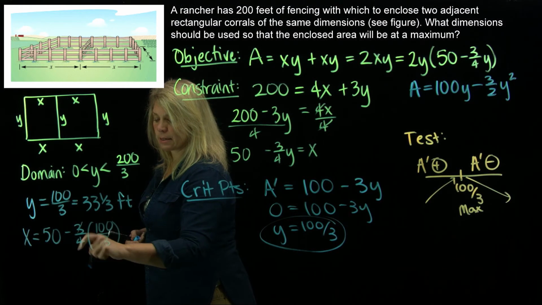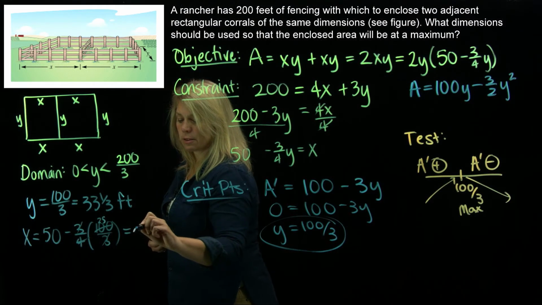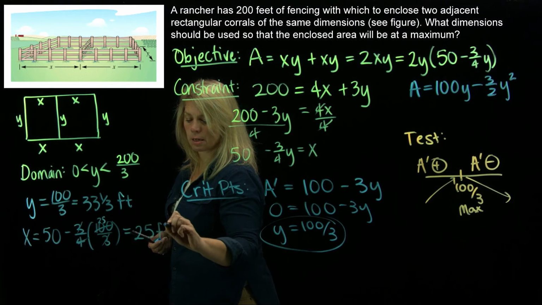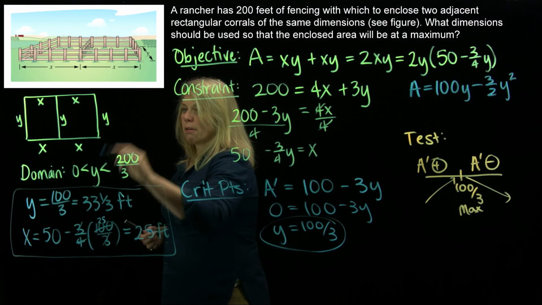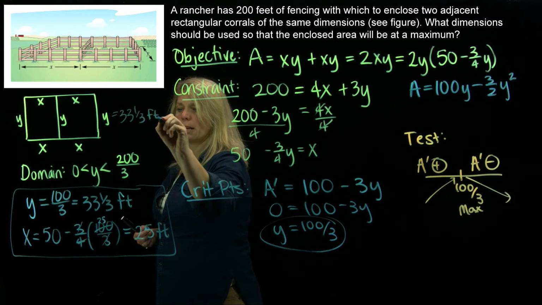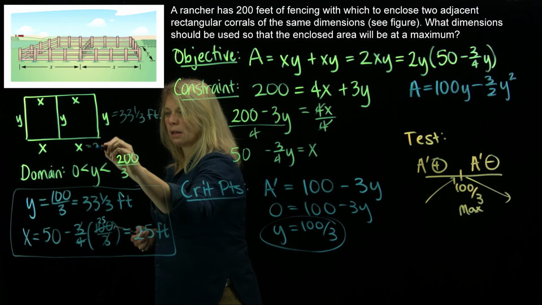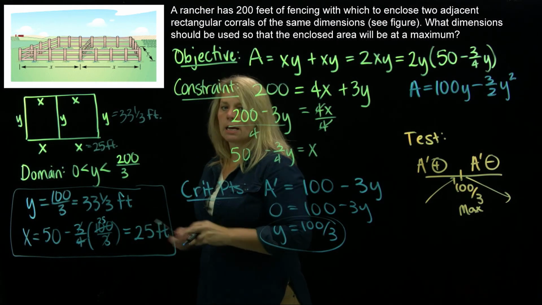That simplifies nicely. This all simplifies to be 25. 50 minus 25 is 25 feet. Okay, so there are the dimensions, 33 1/3 feet. Sometimes I like to label my answers on the picture as well, and 25 feet in this dimension. All right, so there's the answer to the problem.